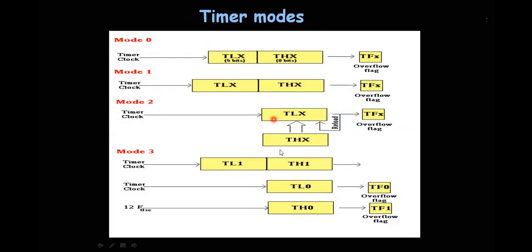So these are the modes of the operation. Mode 0, 13-bit timer mode. Mode 1, 16-bit timer mode. Mode 2 is auto reload mode. Mode 3 is nothing but split.